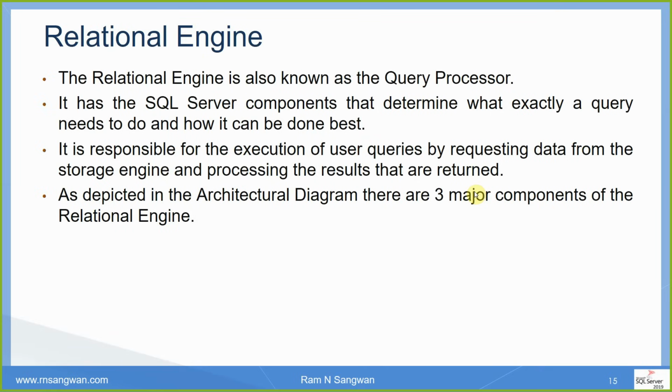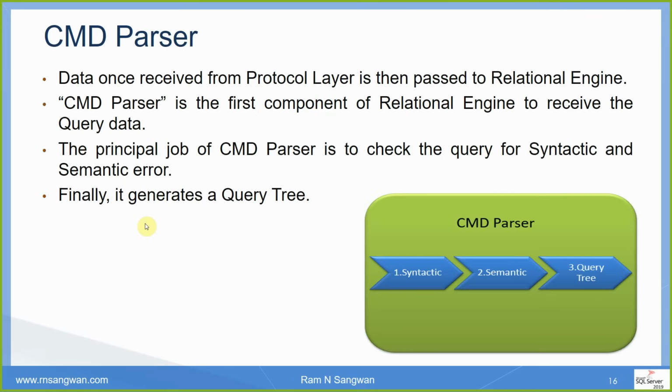Then we have the relational engine, the second layer. The relational engine is also known as the query processor. It has the SQL Server components that determine what exactly a query needs to do and how it can be done best. It is responsible for the execution of user queries by requesting data from the storage engine and processing the results that are returned. In the architectural diagram, you could see that there were three major components of the Relational Engine.